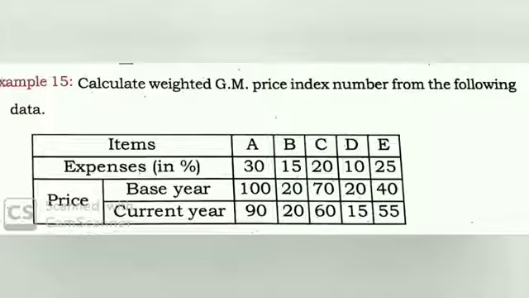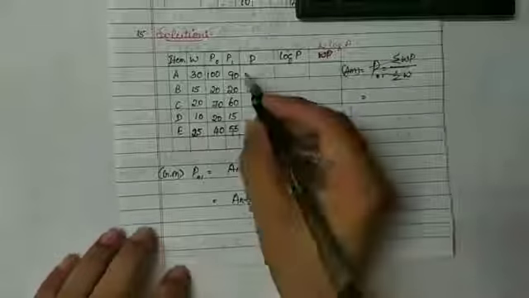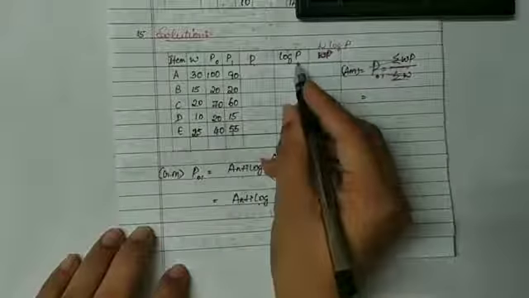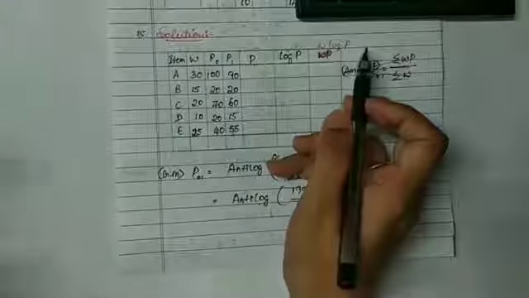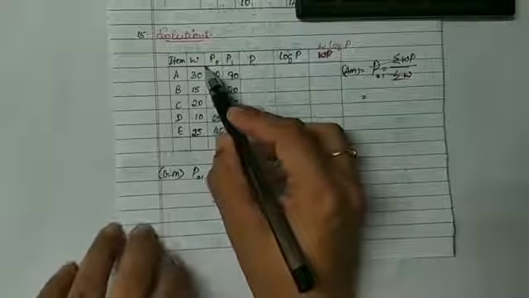Here is our last problem now. Calculate weighted geometric mean price index number from the following data. Items are given: A, B, C, D, E. Expenses, base year prices and current year prices are given. Expenses are considered as weights. We are asked to calculate weighted average of relatives based on geometric mean, and the formula is here. You know that, right? Here calculate P, log P and W log P. So P, how to calculate? P1 divided by P0 into 100.